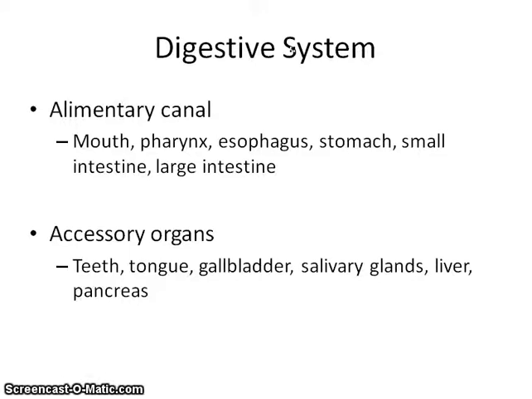So alimentary canal starts at the mouth, moves to the pharynx, down the esophagus, to the stomach, then the small and large intestine, in that order. The accessory organs are the teeth that help break up the food, the tongue that helps push the food back to swallow, gallbladder, salivary glands, liver, and pancreas. The last four are all secreting substances that help to break down the food and help your body absorb the nutrients from it.